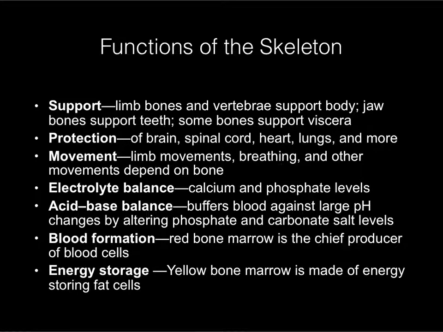So the bones of your skull protect your brain. The bones of your vertebrae, while they do support your entire body and they play an extremely important role in movement, also protect your spinal cord from damage. Your ribs protect your heart and lungs from damage, and to a lesser extent, your pelvic girdle protects some important organs in that region from damage. That's less important, though.